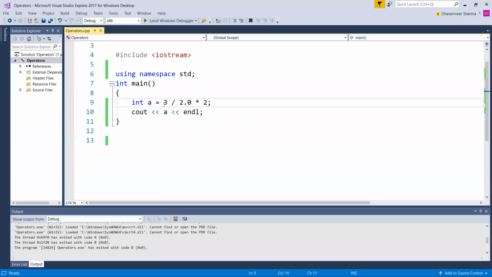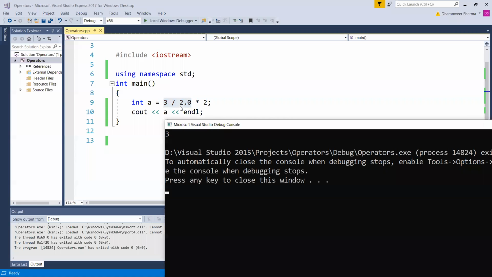Look here, I'll explain it again. Now this sub-expression, since it contains a real value, will be treated as a double expression. So when you divide 3 by 2.0, it will be evaluated to 1.5, not 1. So 1.5 is a double value. Into 2, it will become 3.0. Since a is integer, it will get only 3. Is this thing clear to all of you?